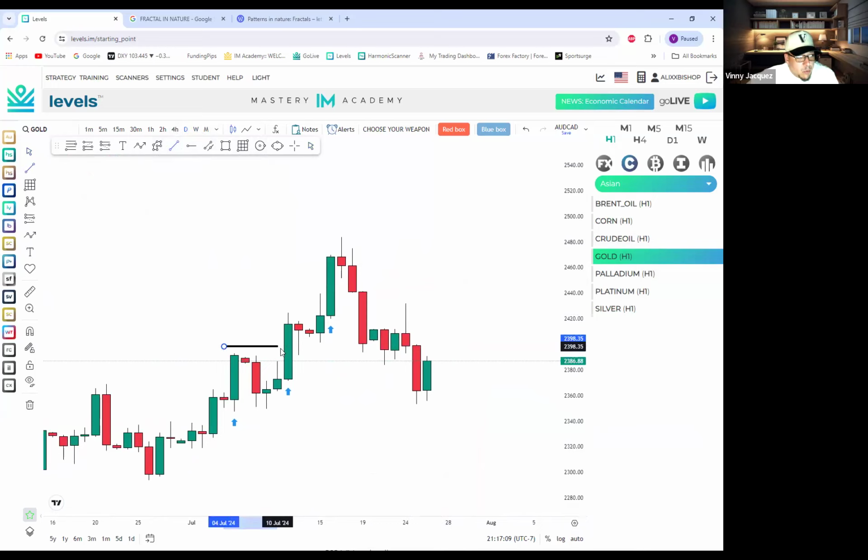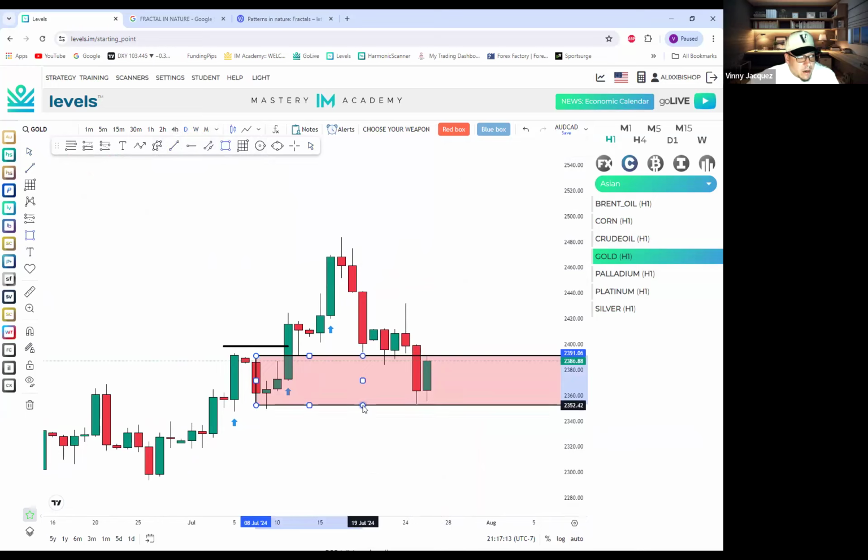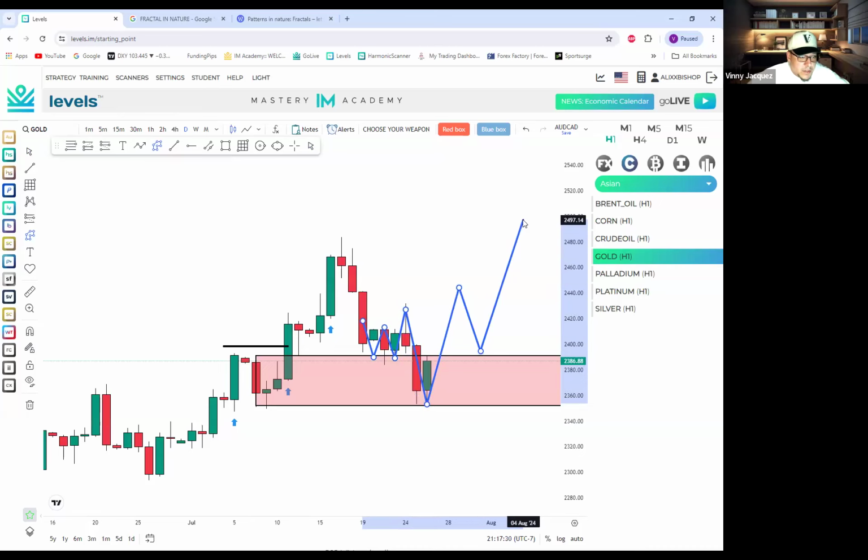So we have a starting point here. Looks like this starting point failed, but it came right into this starting point. And actually, look, we have a starting point here and here. Notice how we consolidated, rejected off this daily starting point, and then we go deeper, right? So look, if we can change character, we can continue.